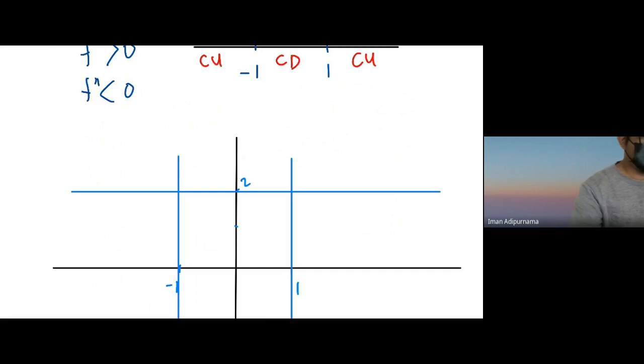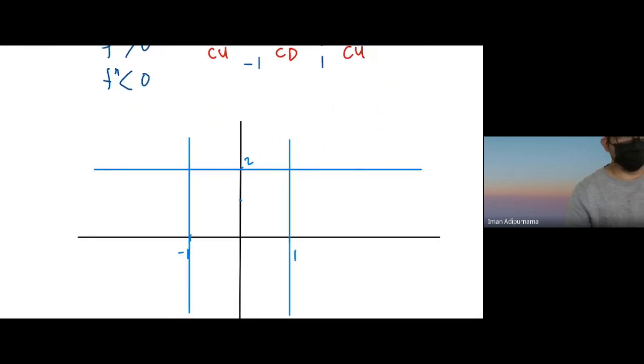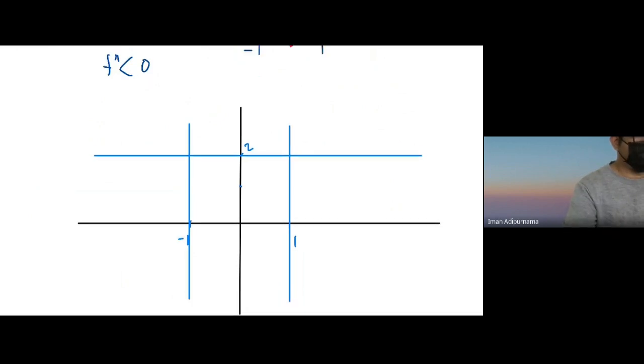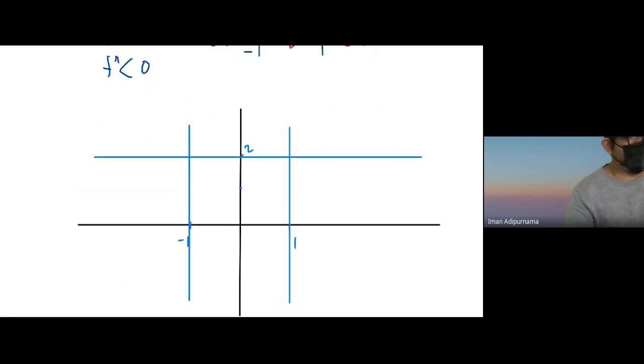Okay, now what will the graph look like? From negative 1 to 1, it should be concave downwards. And you know the intercept is 0, 0. So we need to draw the intercept here, 0, 0, and it should be the maximum value. So it should be maybe like this. Okay, the middle one like this.